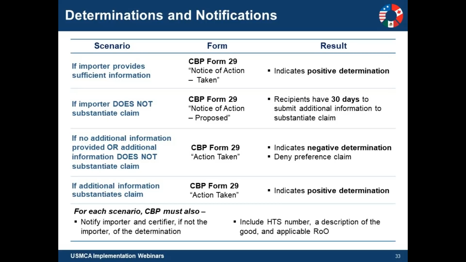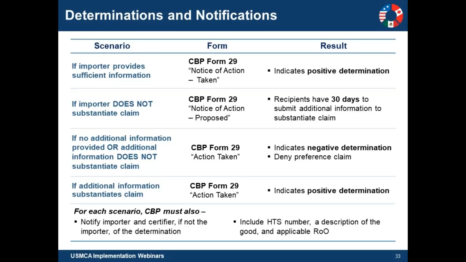So let's review again the flow of documents specific to a written verification under USMCA. In response to a CBP Form 28 Request for Information, if the importer provides sufficient information to demonstrate the goods originate, CBP will send a CBP Form 29 Notice of Action Taken that indicates a positive determination. CBP will also notify the exporter or producer if they were the certifier. If the importer does not adequately substantiate the claim, CBP will notify the importer, the certifier, and any producer or exporter subject to verification that provided the information through a CBP Form 29 action proposed.